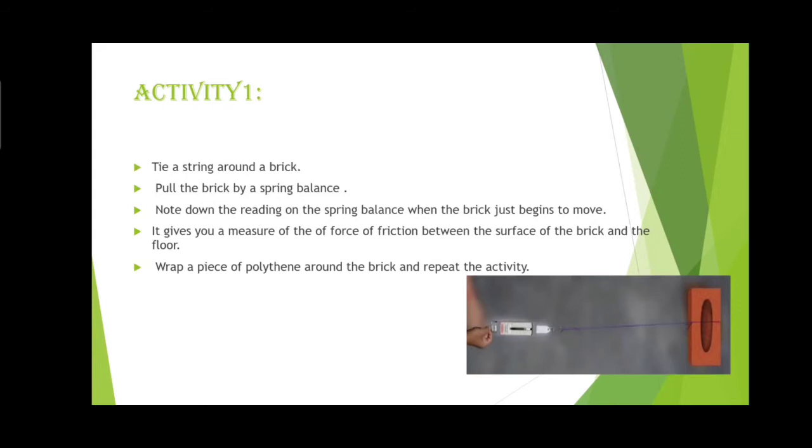First we tie a string around a brick, then pull the brick with a spring balance. Note the reading on the spring balance when the brick just begins to move. It gives a measure of the force of friction between the surface of the brick and the floor. Then we wrap a piece of polythene paper around the brick and see the reading once more.